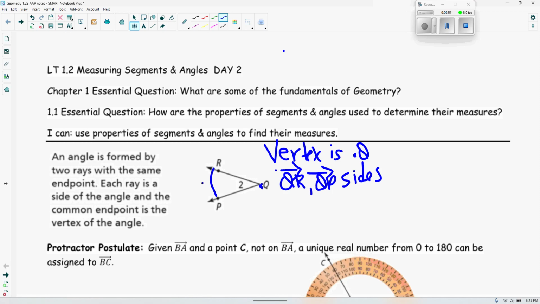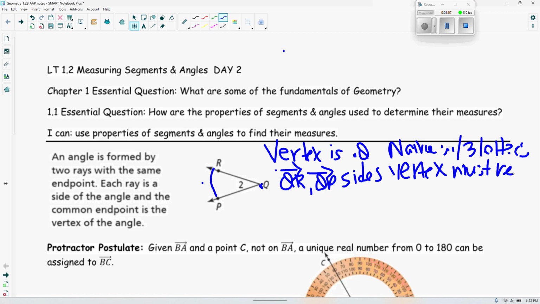So we want to talk about how do we name an angle. There are different ways. We can name an angle with 3 letters. If you name an angle with 3 letters, the vertex must be in the middle, and then the order does not matter. Our symbol for an angle is just this symbol here. So I could call this angle RQP or angle PQR. Notice that my vertex Q is in the center.